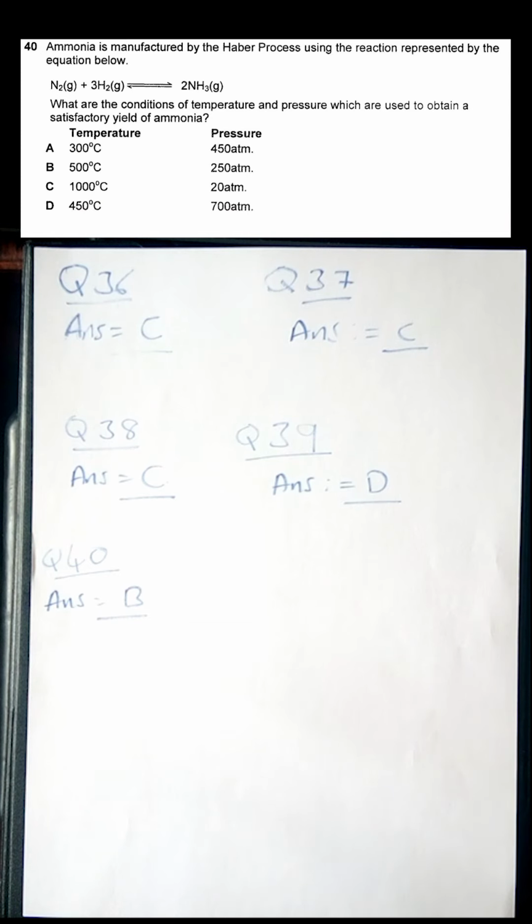Question number 40. Ammonia is manufactured by the Haber process using the reaction represented by the equation below. What are the conditions of temperature and pressure which are used to obtain a satisfactory yield of ammonia? To obtain a good yield of ammonia, you need the conditions described on option B. You need a temperature of about 500 degrees Celsius and pressure of about 250 atmospheres. That's when you can get a huge yield of ammonia.